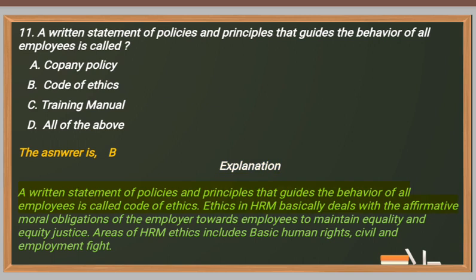A written statement of policies and principles that guides the behavior of all employees is called a code of ethics. Ethics in HRM basically deals with the affirmative moral obligations of the employer towards employees to maintain equality and equity justice. Areas of HRM ethics include basic human rights, civil and employment rights.